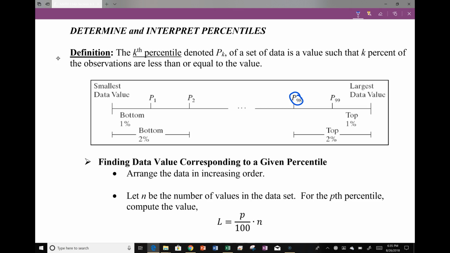What this means is that 78% of other children their age are actually smaller than them. Or on the SAT or ACT, if you have a 98th percentile, that means you have scored better than or equal to 98% of those other students that have tested on that particular exam.